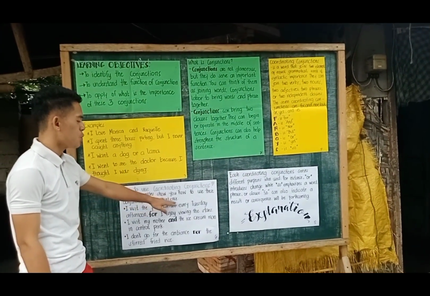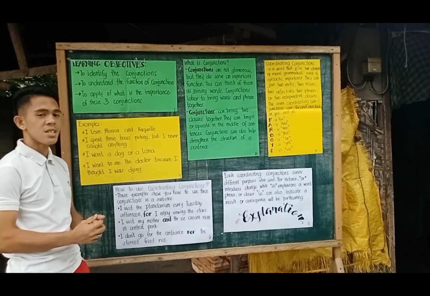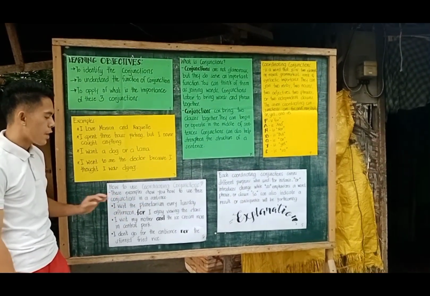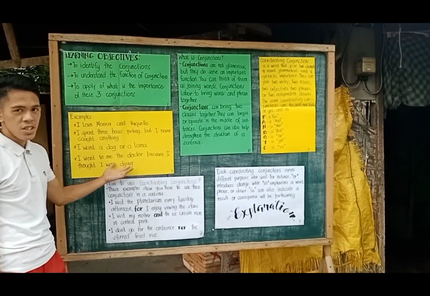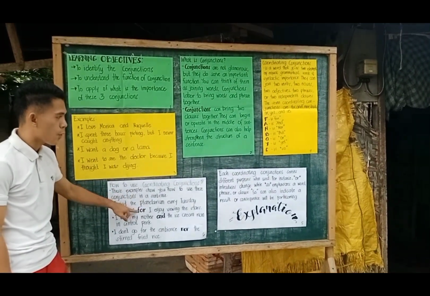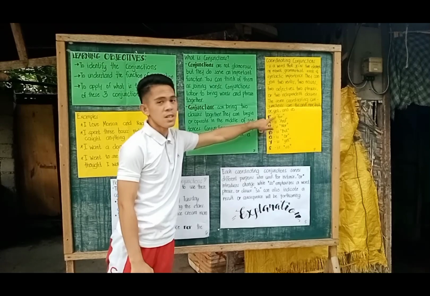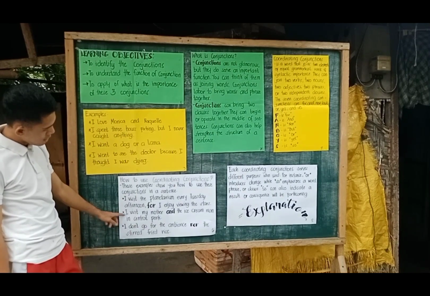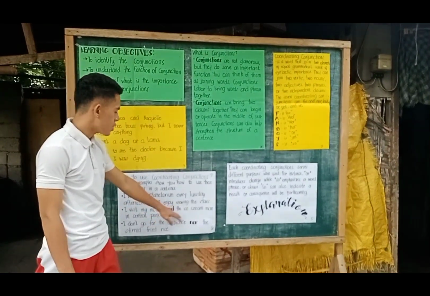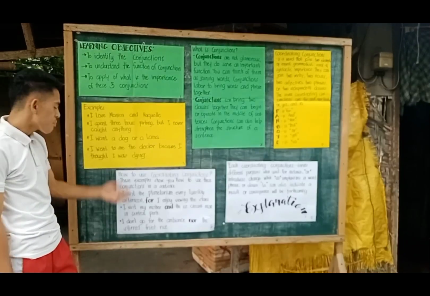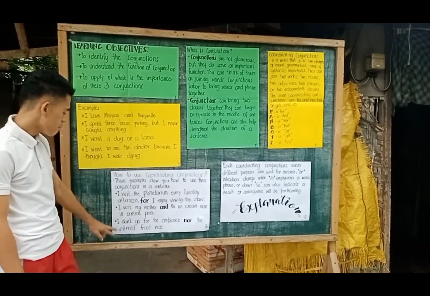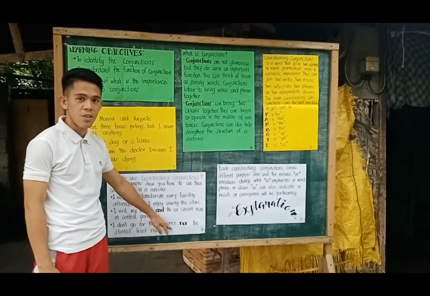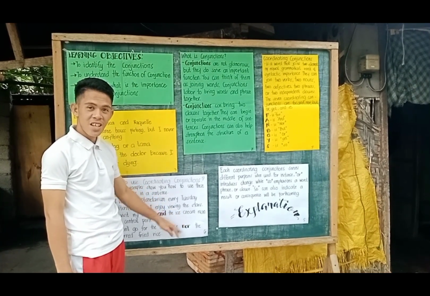These examples show you how to use these conjunctions in a sentence. I visit the planetarium every Tuesday afternoon, for I enjoy viewing the stars. The conjunction here is the word for, because for is included in the FANBOYS. F stands for. A second example is: I visit my mother and the ice cream man in Central Park. The conjunction here is and. I don't go for the ambience nor the stir fried rice. The conjunction here is nor.